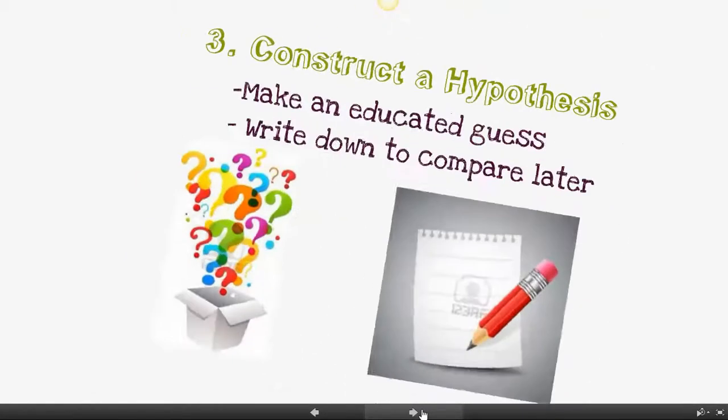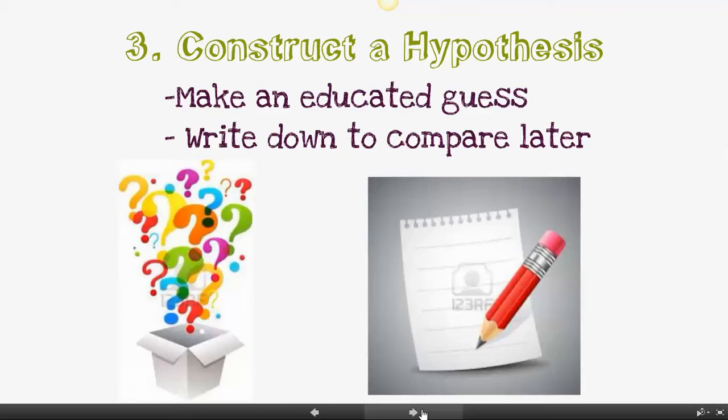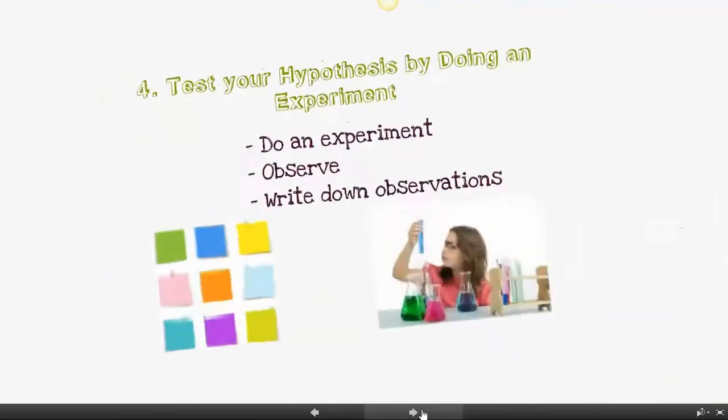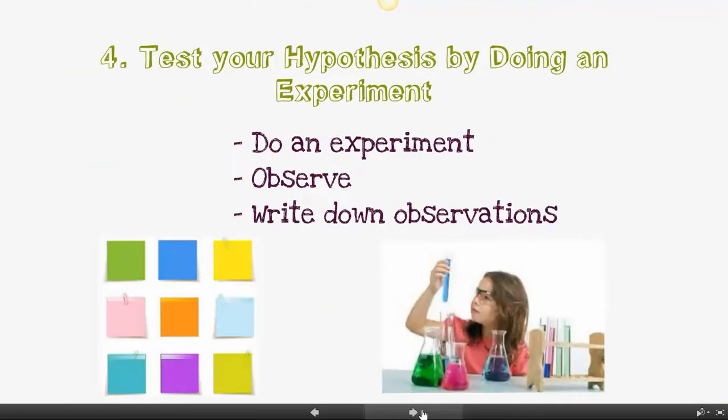Once we've gathered a lot of information, we can construct a hypothesis about what we think would be the result. So it's just an educated guess. We can write down our hypothesis to compare it later to see if we were correct. We're then going to test our hypothesis to see if we were correct by doing an experiment. So you do the experiment, observe what's happening during the experiment, and we would write down our observations.